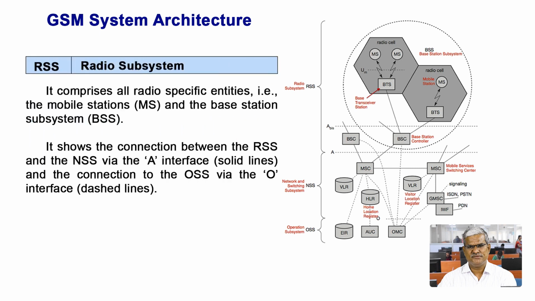Radio subsystem: the radio subsystem comprises all radio specific entities, that is the mobile station and the base station subsystem. It shows the connection between the RSS and the NSS via the A interface, that is solid lines, and the connection to the OSS via the O interface, that is dashed lines. Let us see one by one.